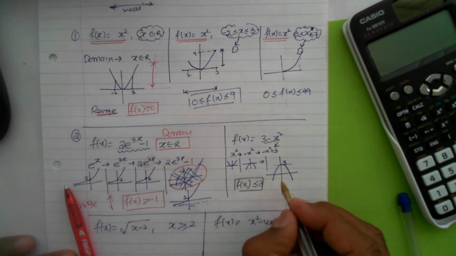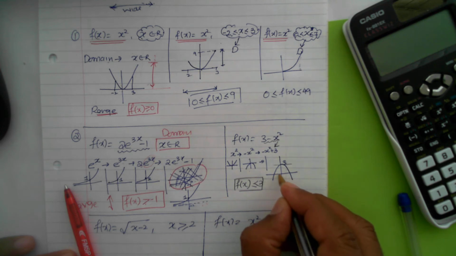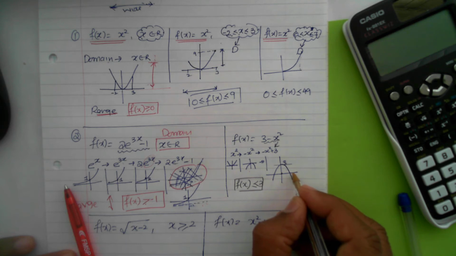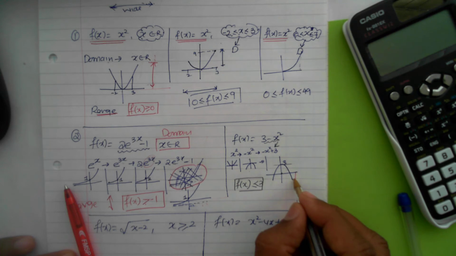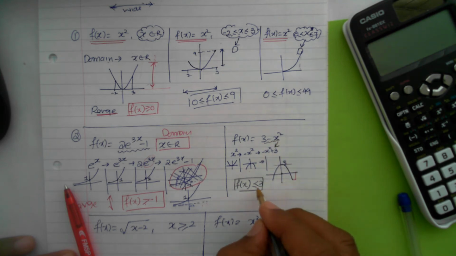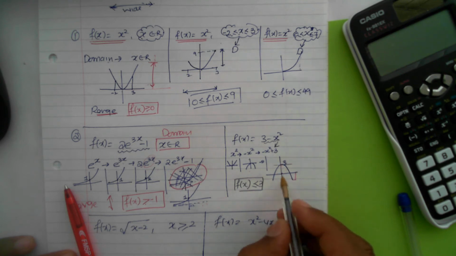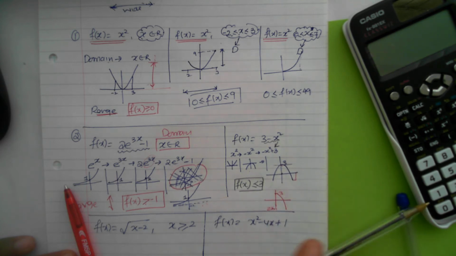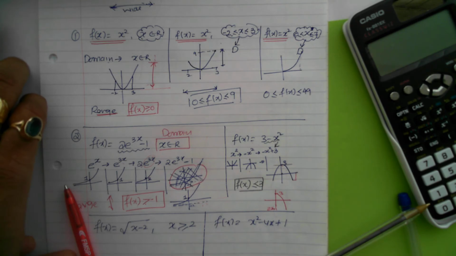If the domain is only from, let's say, 0 to 5 or something like this, so the range will be 3 minus 25, down to -22. So the graph will be only this part, and 3 is here and -22. So the range in that case will be between -22 and 3. Thank you.